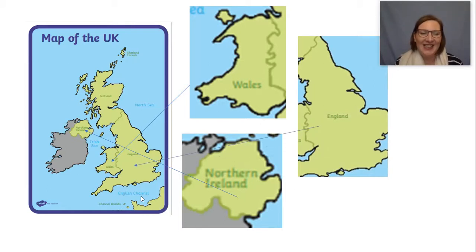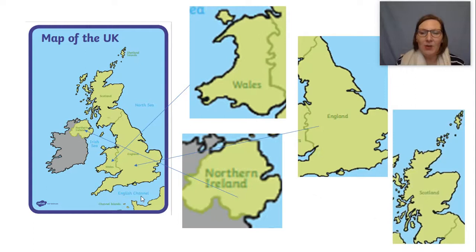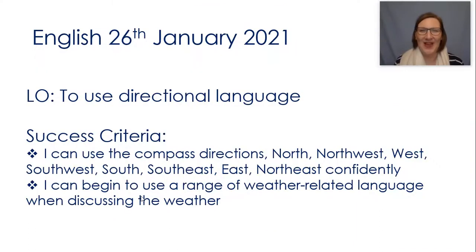There's England. Did you get that one? Brilliant. And the last one was Scotland. And there's Scotland. Excellent. So it's England, Northern Ireland, Scotland, and Wales. Did you get all of those? Fantastic. Okay, let's get on with today's learning then.